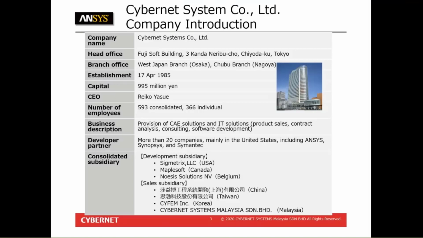A little bit of introduction to CYBERNET Systems. The main office of CYBERNET Systems Ltd is in Tokyo, established in 1985 with 995 million yen of capital. The number of employees in CYBERNET Systems is around 593, consolidated with 366 individuals.